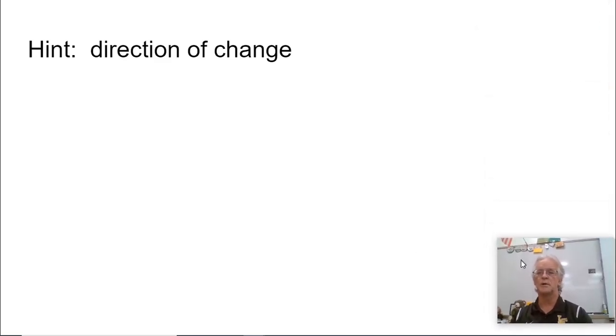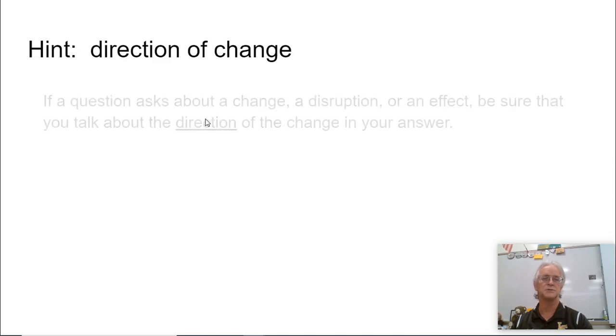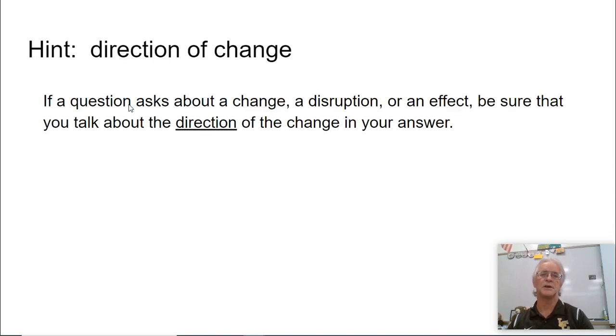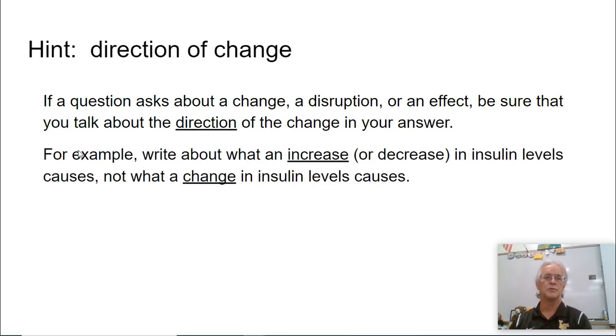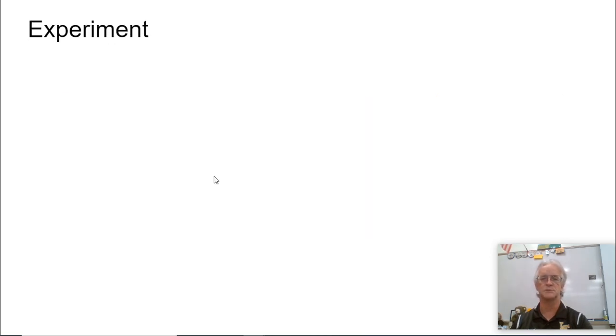When you are doing a calculation, it involves a direction of change. If a question asks for a change, a disruption, or effect, be sure to indicate the direction of the change. For example, write that an increase or decrease in insulin levels causes these effects, not a change in insulin level causes these effects. In recent years, this has been a point that has cost many students.